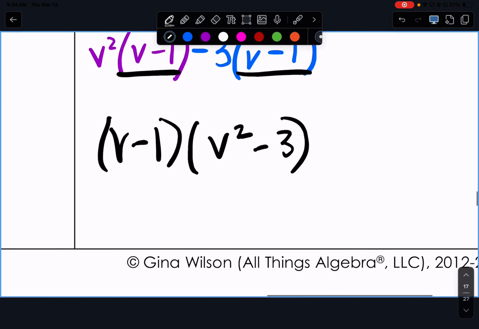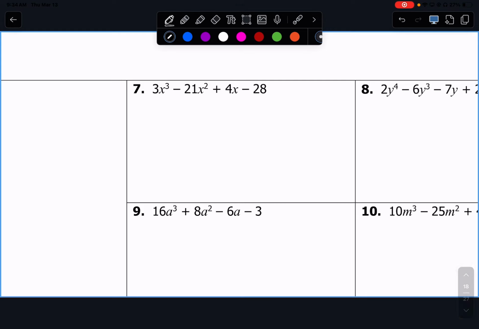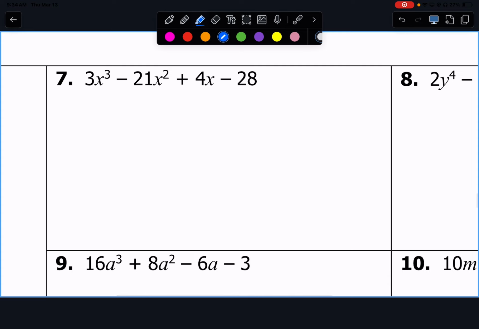All right. Now, we're going to look on the back page. And we're going to do the odd problems together. Okay? So, for number 7, we're going to group first 2, last 2. Okay, what is my GCF for the first 2? 3x squared. Okay? And so we divide both terms by 3x squared. When we do that, what do we get?